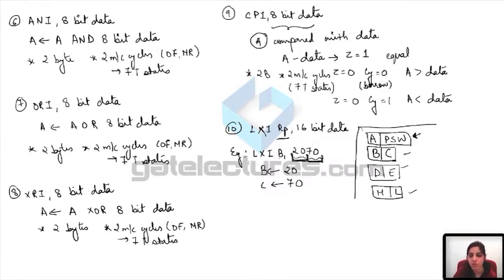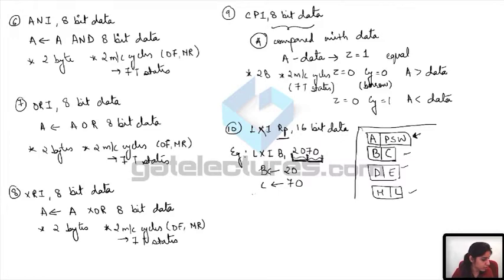pair. So whatever data you have given in the instruction, 2070, is to be loaded into the BC register pair. And how is this loading going to take place? Upper bits of the data in upper register, lower bits of the data in lower register. This is how this is going to take place. Okay, this is how LXI is going to work.